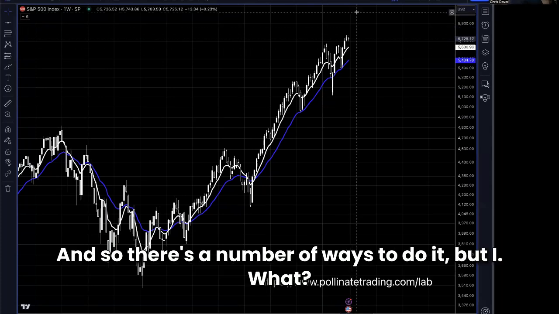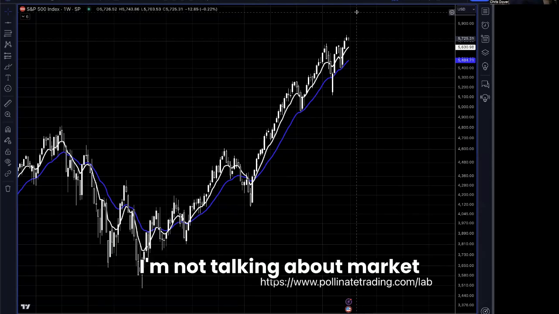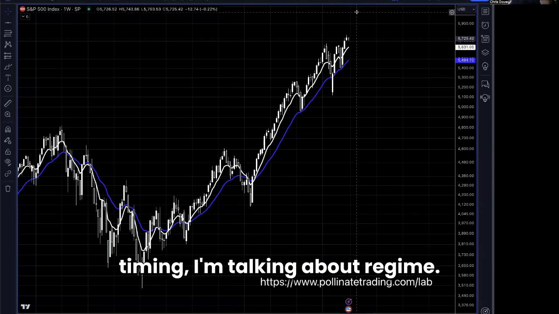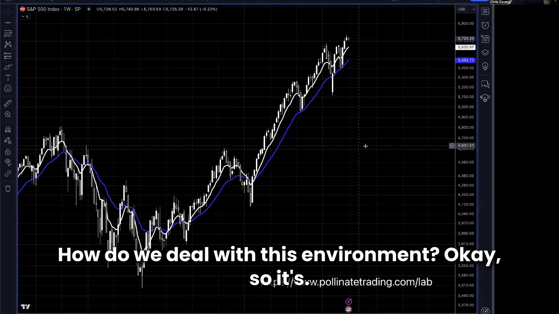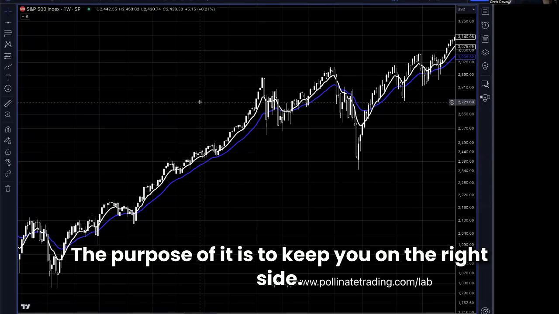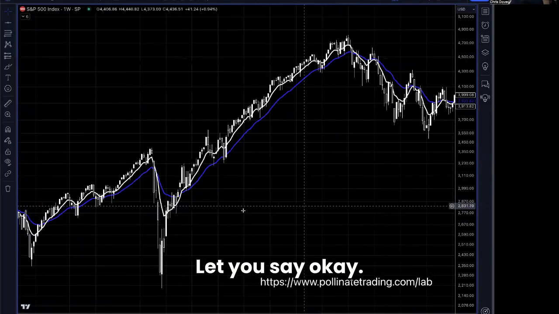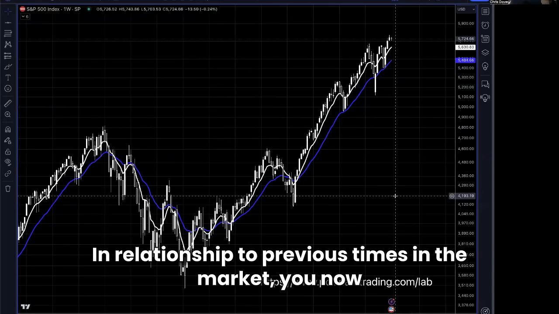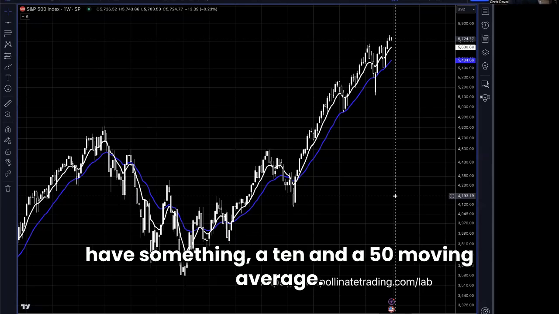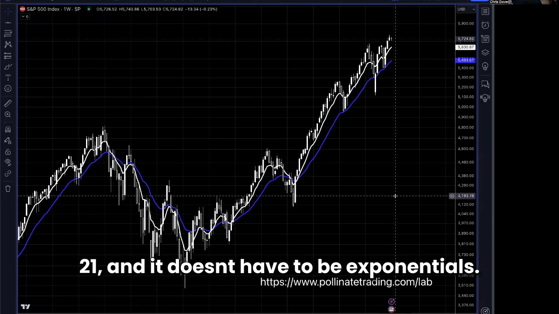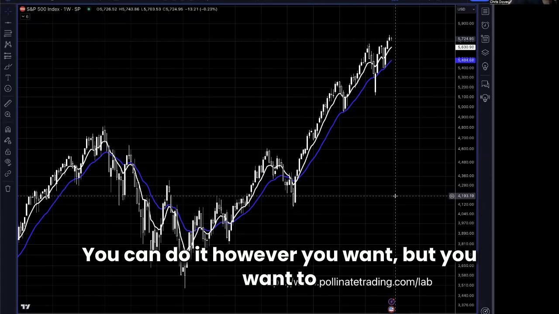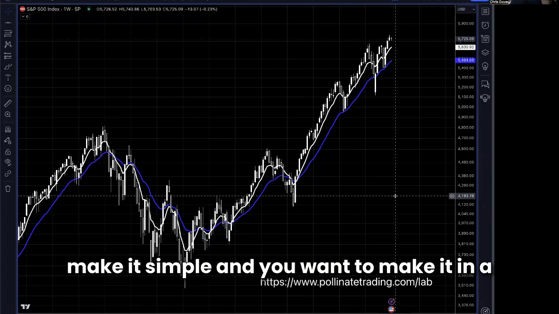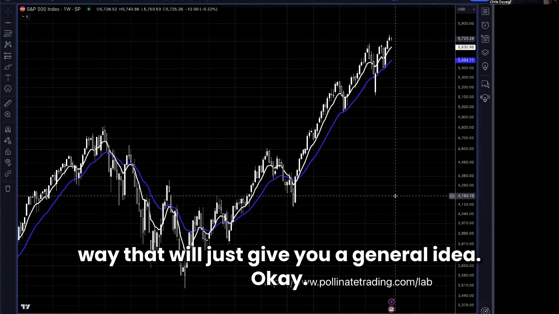There are a number of ways to do it, but I'm not talking about market timing, I'm talking about regime. How do we deal with this environment? The purpose of it is to keep you on the right side. In relationship to previous times in the market, you now have something, a 10 and a 50 moving average. It doesn't have to be the 8 and 21, and it doesn't have to be exponentials. You can do it however you want, but you want to make it simple, and in a way that will just give you a general idea.